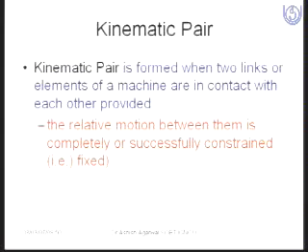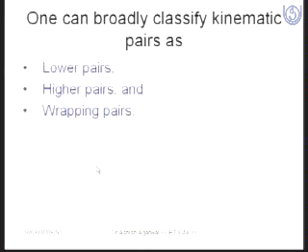After this, we will see that when two links join with each other, the joining point is called the pair. So we will see what the definition of a pair is, and when this pair is called a kinematic pair. If we see the slide, a kinematic pair is formed when two links or elements of a machine are in contact with each other, provided there is a relative motion between them which is completely or successfully constrained, or of the fixed type. Then we say that it is a kinematic pair.